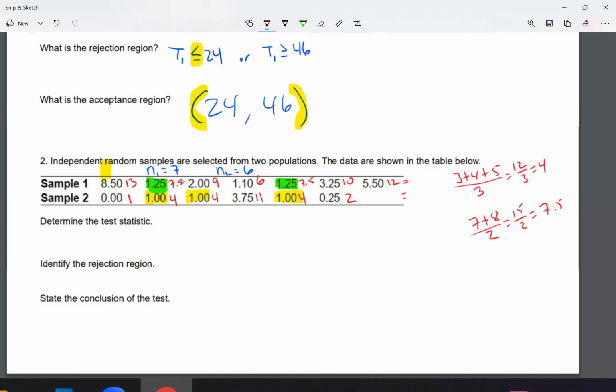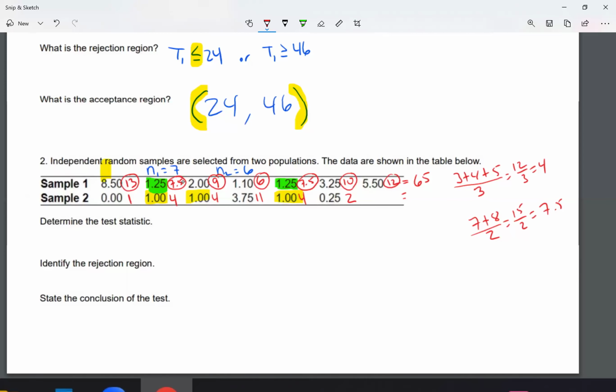So not the number that was initially, the ranking, the numbers that I just gave them. So for sample 1, I'm going to go 13 plus 7.5 plus 9 plus 6 plus 7.5 plus 10 plus 12. Use a calculator if you need to. This happens to add up to 65.